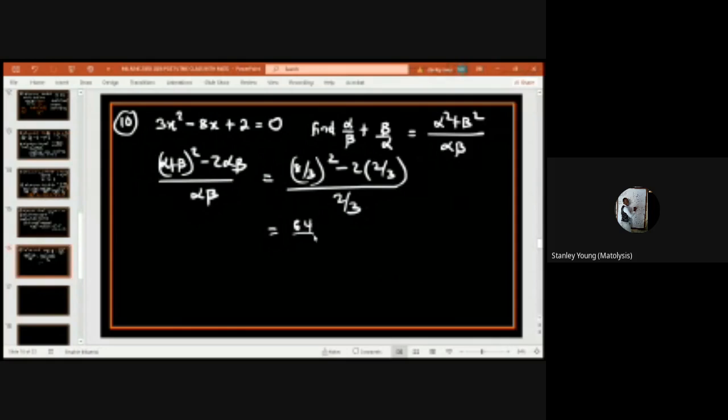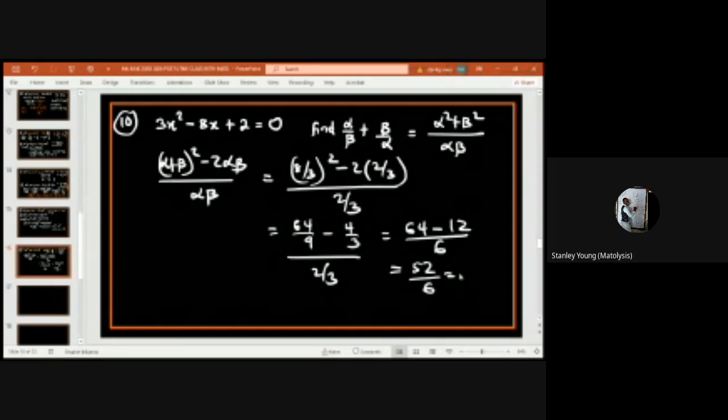You have 64 over 9 minus 4 over 3, divided by 2 over 3. Multiply through by 9, that's 64 minus 12 over 6. So this is going to give you 52 divided by 6. Get that? 2 can go here, and that's going to give you 26 over 3. That's option A here. Among the options supplied, we have 26 over 3 and 28 over 3.